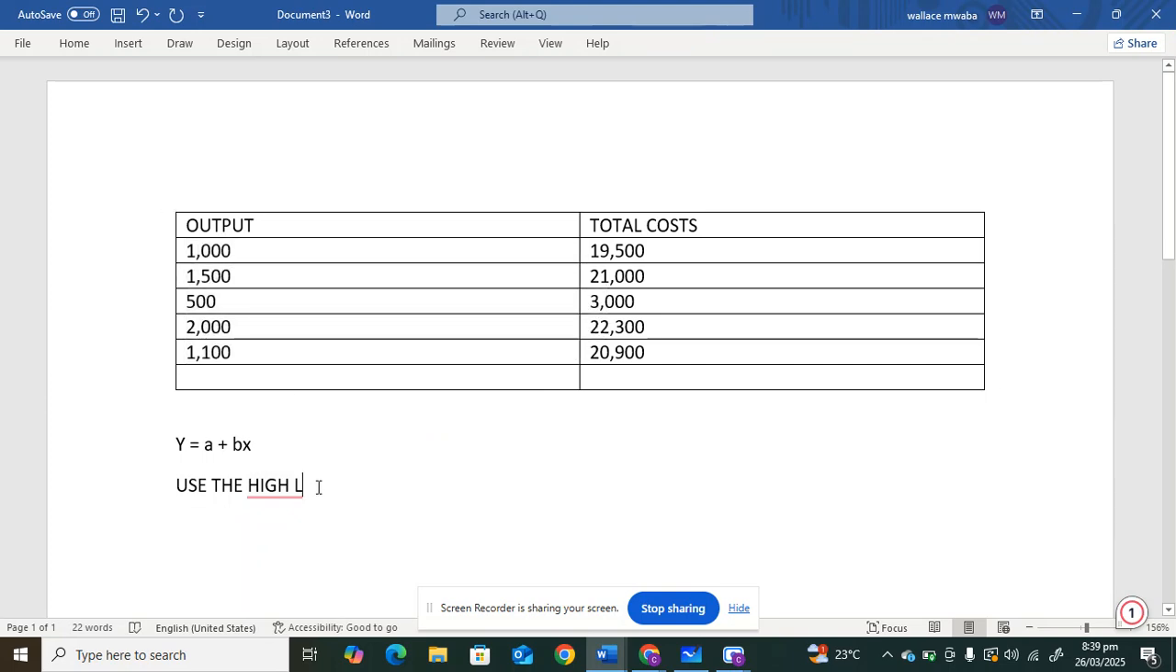So we're going to use the high-low method and the least squares regression method so that we can estimate our costs. So let's start with the high-low method. Okay, colleagues, what is the first thing we need to do for the high-low method? So what is step one?